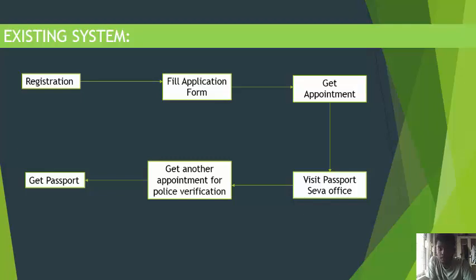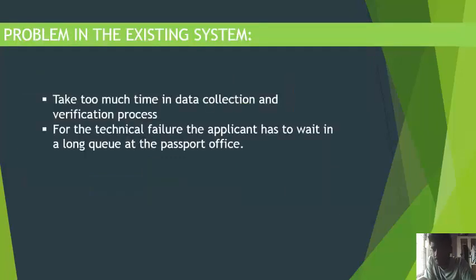So what could be the problem in the system? In the get appointment and visit Passport Seva office step, it takes too much time. The time gap between filling the application form and getting the appointment is very large, and also if there is some server problem or technical fault on that particular day, there will be a long queue in the office, and the applicant has to wait outside the office.